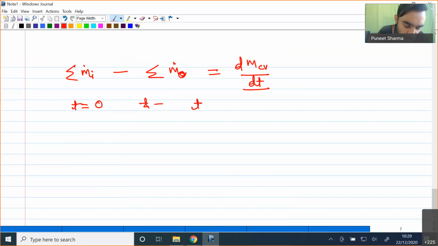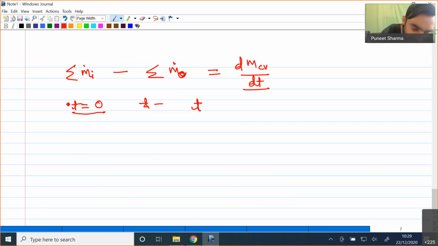So t equal to 0 is the time at which the process is starting, and the final time t is the value at which our process has actually ended. Now, to determine the values of properties during this transient process, I have to do integration. So let me integrate each and every term one by one.